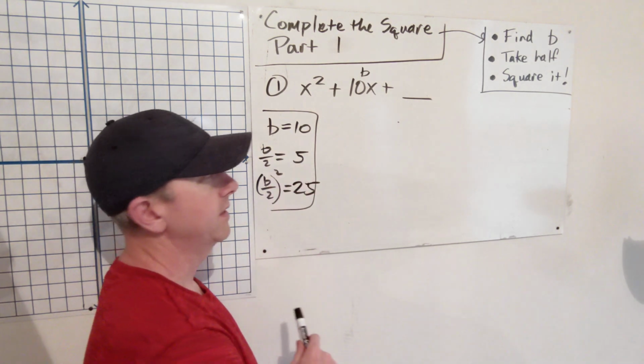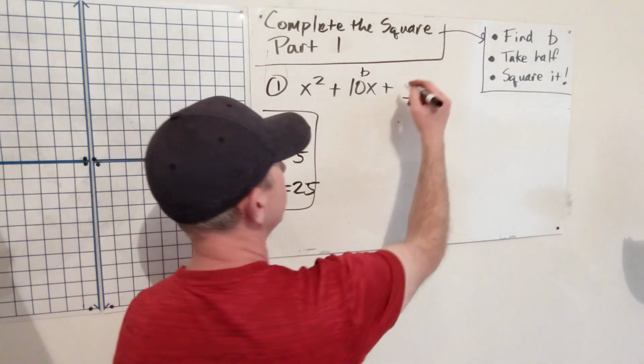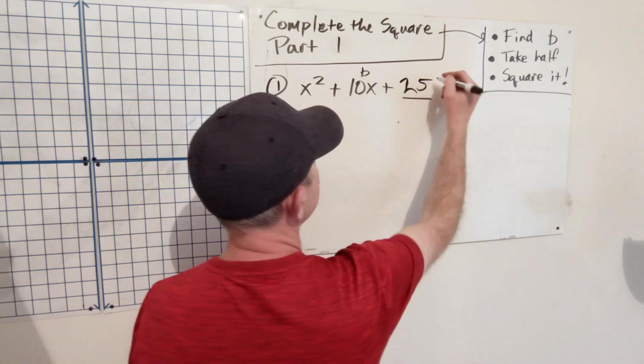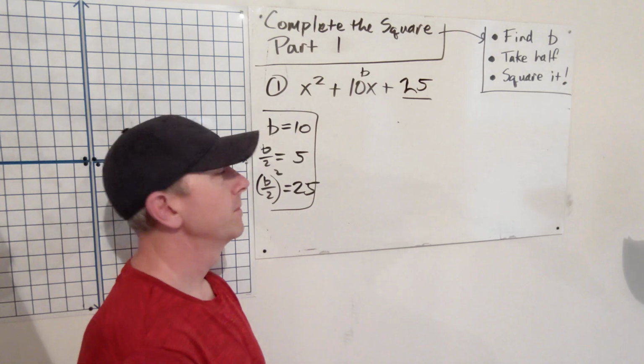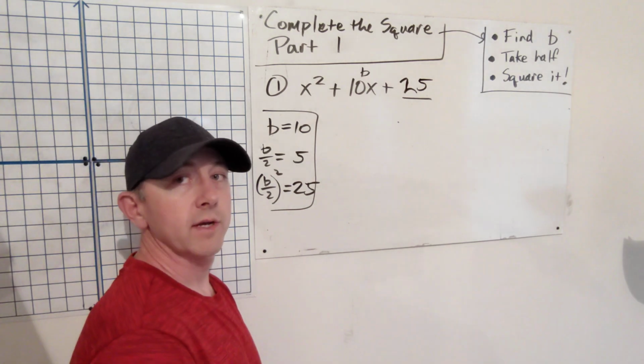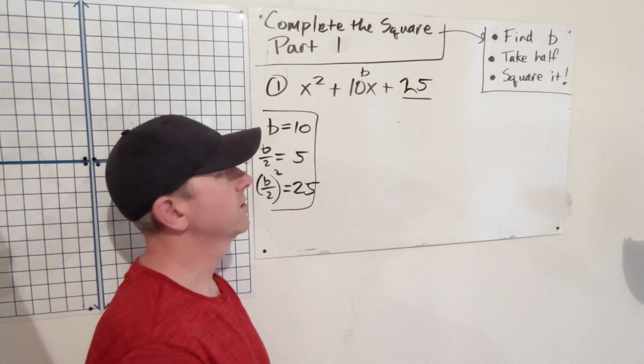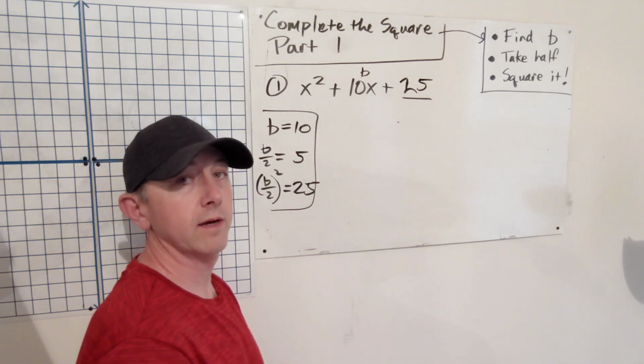We'll talk about what happens when it's negative in a bit. So anyhow, we would fill this in with a plus 25 right here. Okay? All right, so that's completing the square to make it a perfect square trinomial. Now, we didn't solve anything yet. This is to help us get it set up.